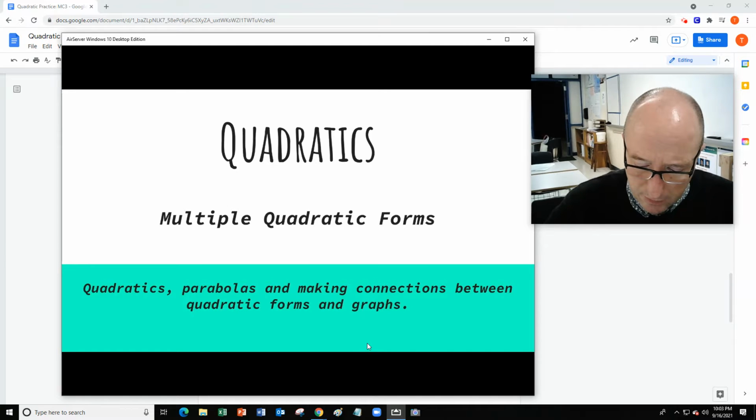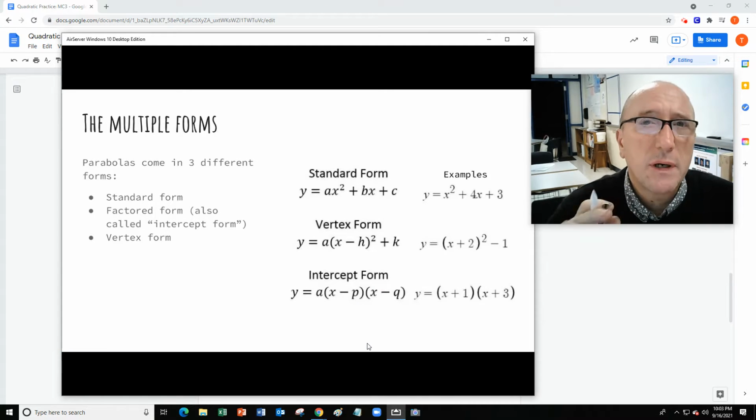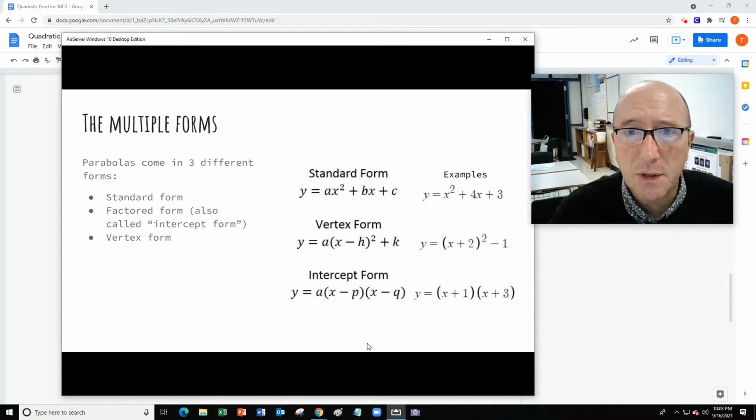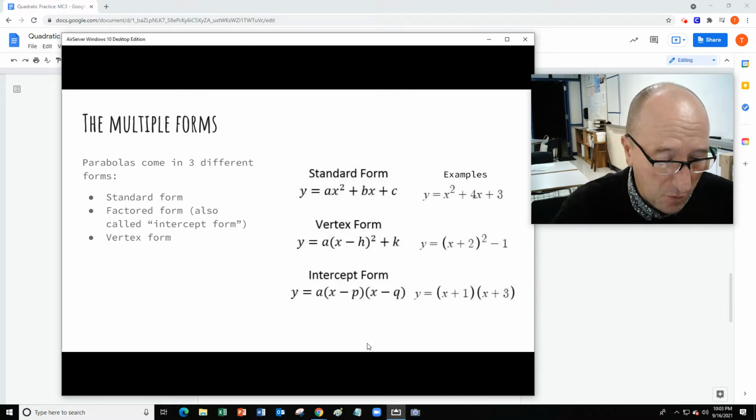So there are three different forms of quadratics. You have typically seen something called the standard form. So on your screen there you see y is equal to x squared plus 4x plus 3. That's not the only form of a quadratic, the shape or the format that it appears in. There's actually other forms. So an example would be the vertex form.